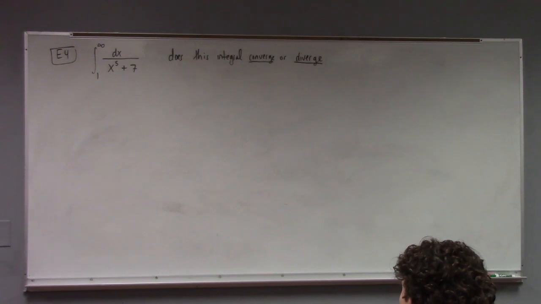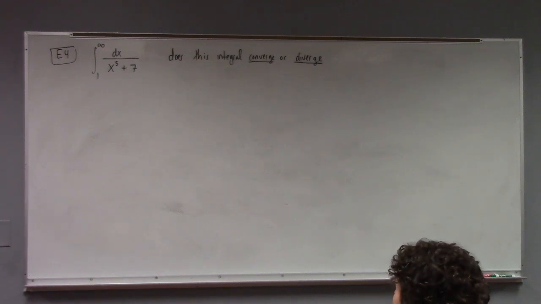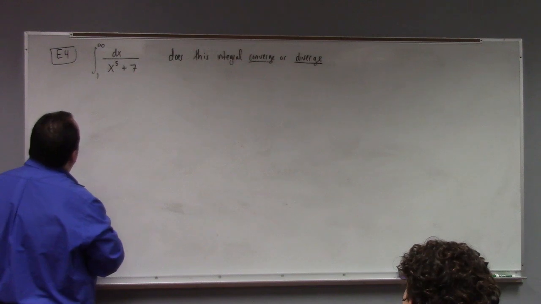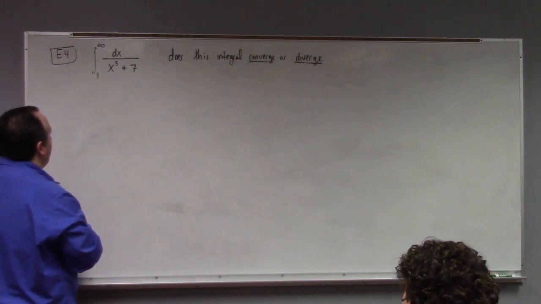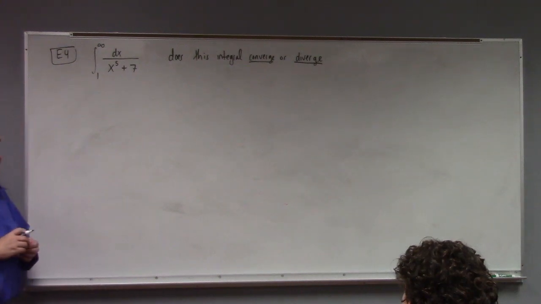Do you guys remember when we integrated 1 over x to the 5th plus 7? Do you guys know how to integrate 1 over x to the 5th plus 7? How would you do it? I mean, I guess I could do it, but I shouldn't show you how.